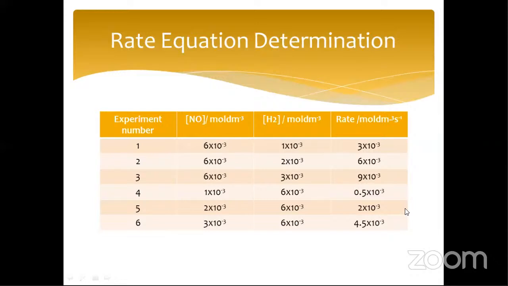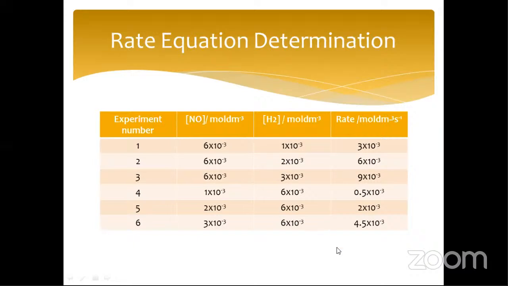What does that tell me about the order of reaction with respect to nitrogen monoxide? All right, I see second order, second order, second order. All right, no order. All right, second order.